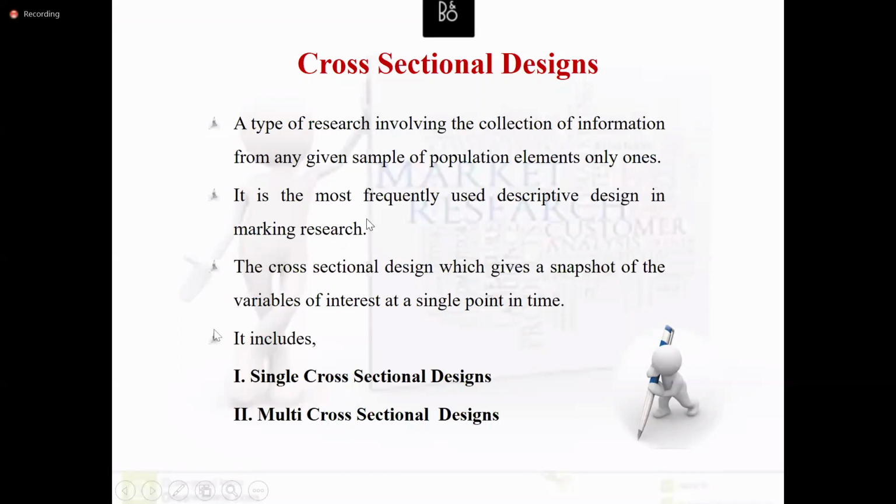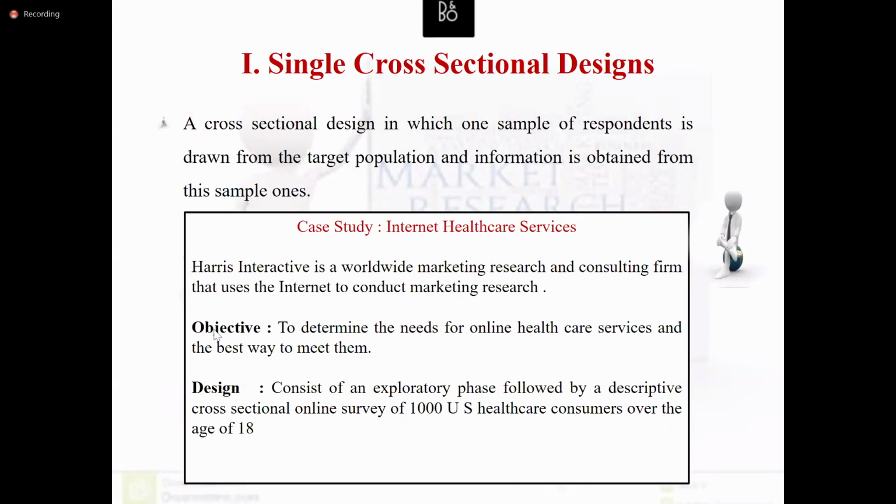Right. So most frequently it is used in the descriptive design for the reason that at one time, at once only, you are collecting the information. And as I have said, it can be a single cross-sectional design and a multiple cross-sectional design, which we have already come across, right? So single, of course, is one sample of respondents drawn from the target population. The information is obtained from this sample once, right?